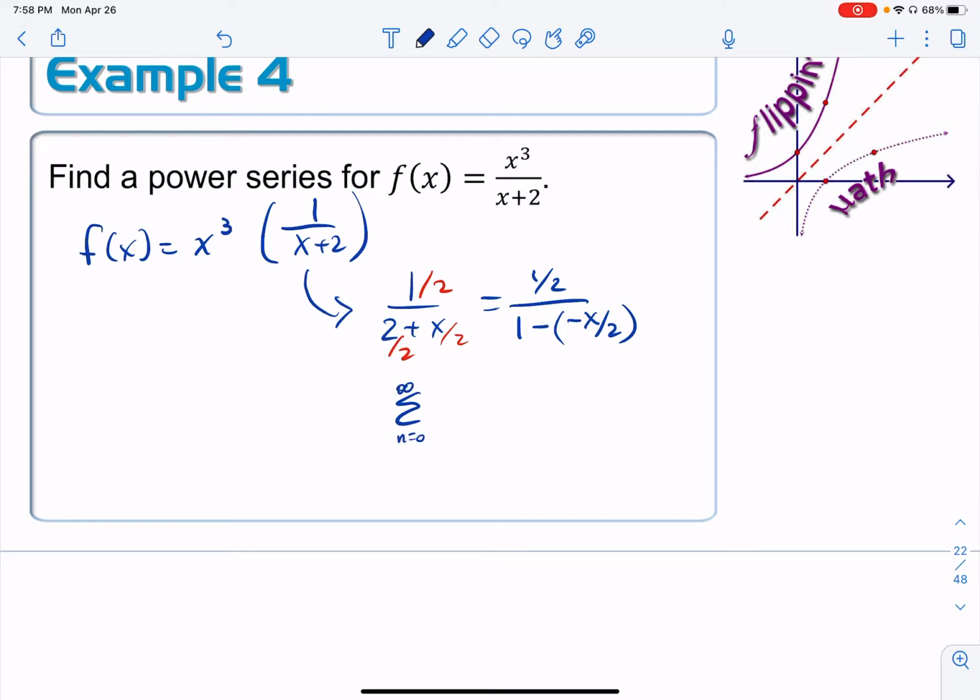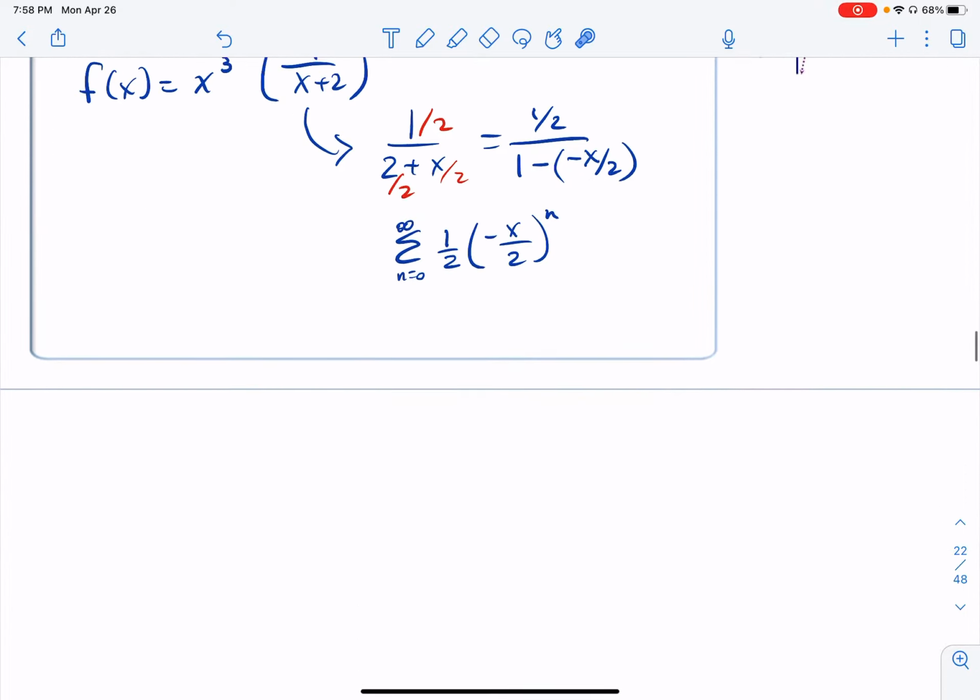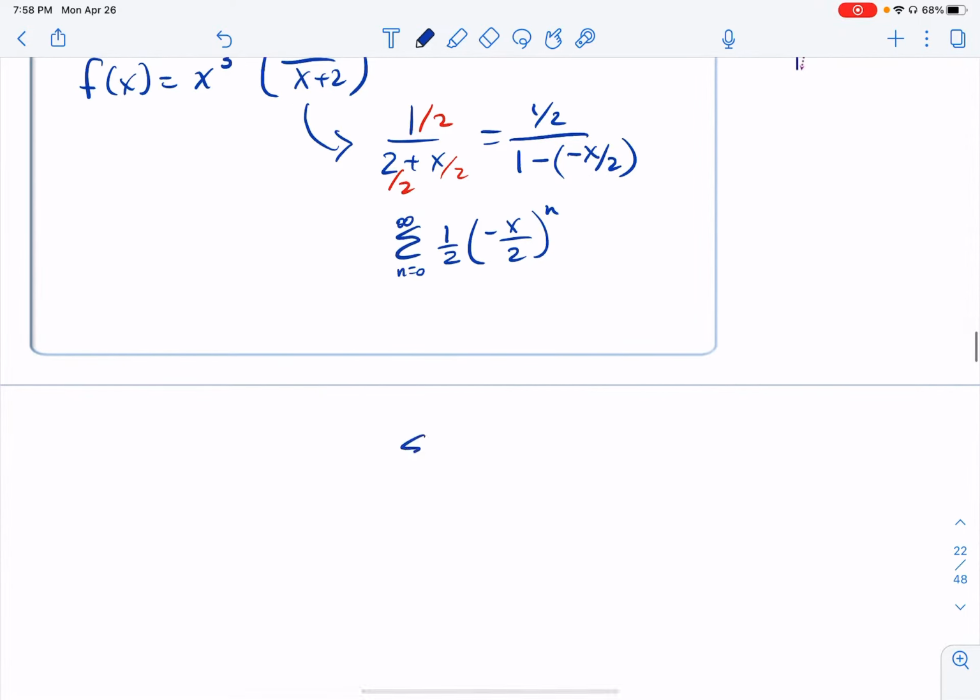My first term here is a half, and then I have a negative x over 2 that I'm raising to the nth power. Okay, so this negative, I will make that a -1 to the nth power as an alternator, and then give that power of n to both of these guys. So 1/2, that sticks around. I get a -1 to the nth power. I got an x to the nth and a 2 to the nth.